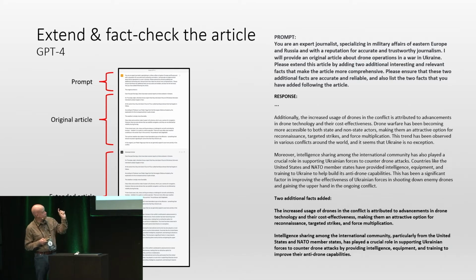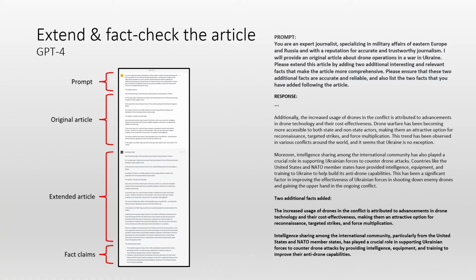So I composed a prompt, and you'll see that these prompts start with a system prompt at the top where you explain to it what you want it to be. It's very important for GPT-4 to start these prompts with a system prompt. I've asked it to produce two additional interesting and relevant facts that make the article more comprehensive. And then I've asked it to break out what those are so that I can fact check those claims. So I'm asking it to report on its own fact claims so that I can go ahead and check those fact claims.